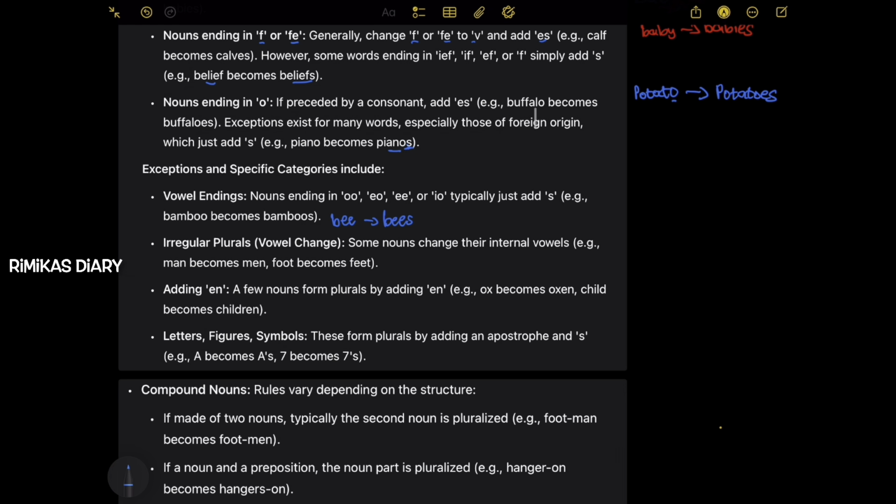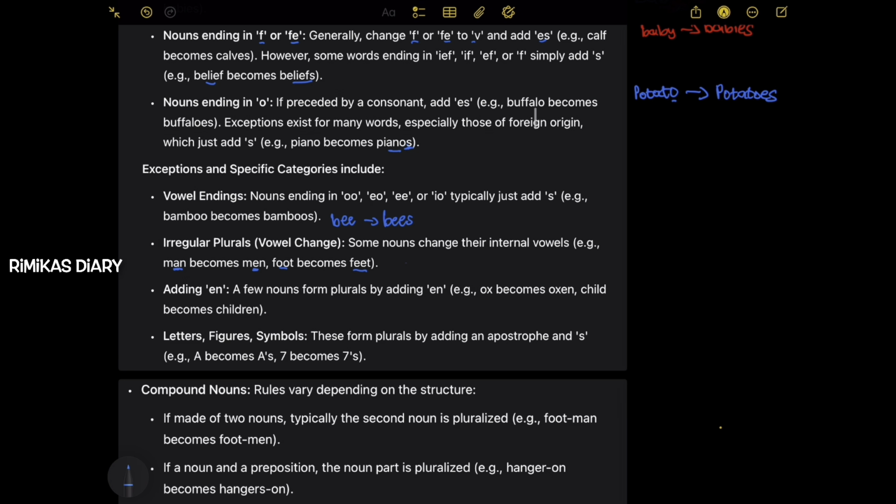Irregular plurals, like the vowel change. Some nouns change their internal vowels. Example, man becomes men, foot becomes feet. So some nouns change the vowels inside them. Here A is the vowel, it changes into E. Here OO is the vowel, it becomes EE.